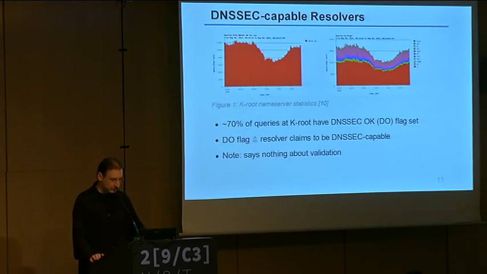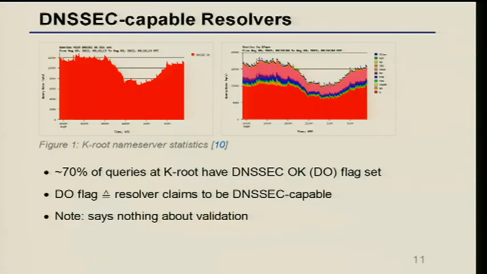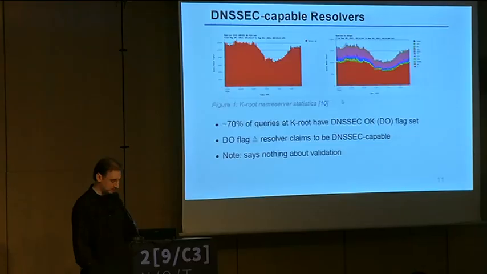Okay. What you see here is the statistics of the K-root name server operated by RIPE NCC. And you can see here the number of queries per second. It's around 50,000. And here on the left side, you see the number of queries with the DNSSEC OK flag enabled. And this is around 12,000, so it's about 70%. And this flag, DNSSEC OK, it says, yes, the resolver asking for this name is capable of parsing DNSSEC queries or answers. It does not say that validation is enabled. It only says the software could validate, maybe.